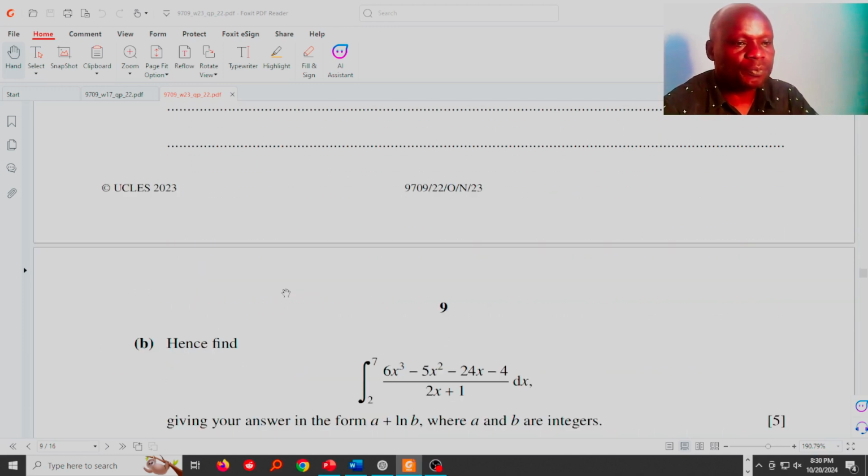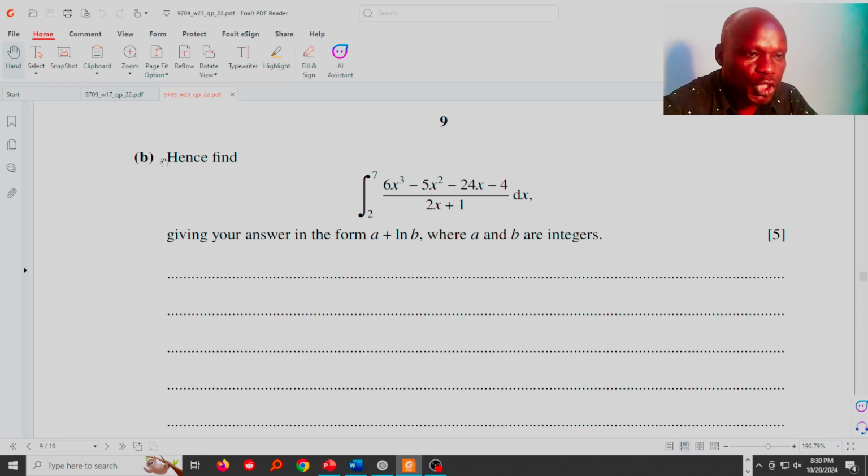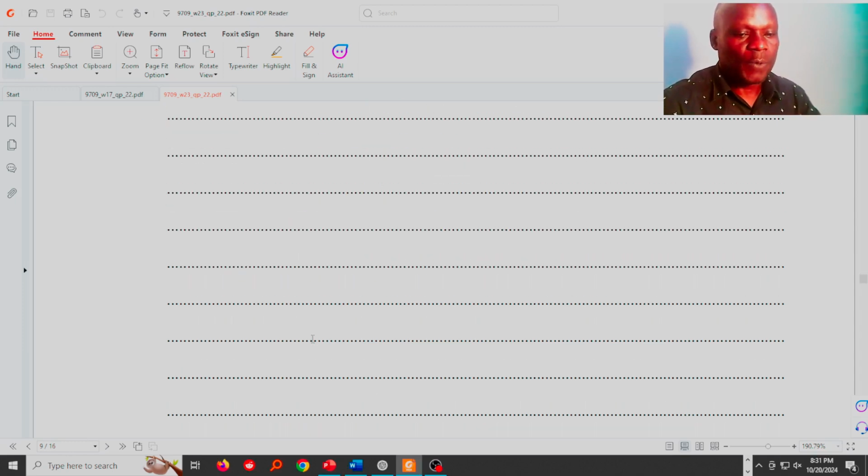Then part B is: hence find the integral of 6x cubed minus 5x squared minus 24x minus 4 over 2x plus 1 within the limits 2 to 7. Give your answer in the form a plus ln b, where a and b are integers. 5 marks. We had done part A, and I promised to consider this part. So in this video, I consider this part. For that, we dive into the solution.